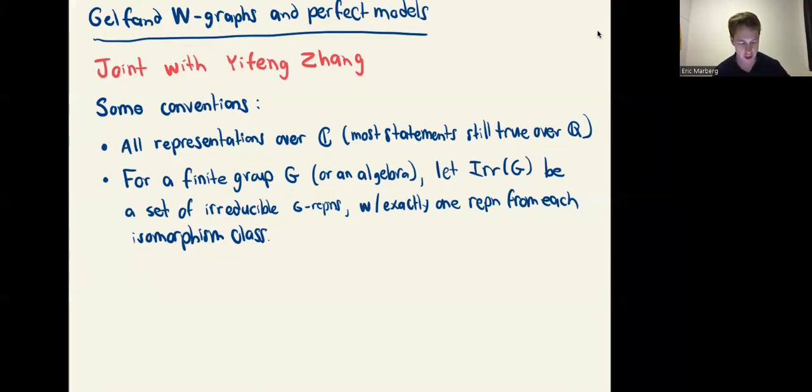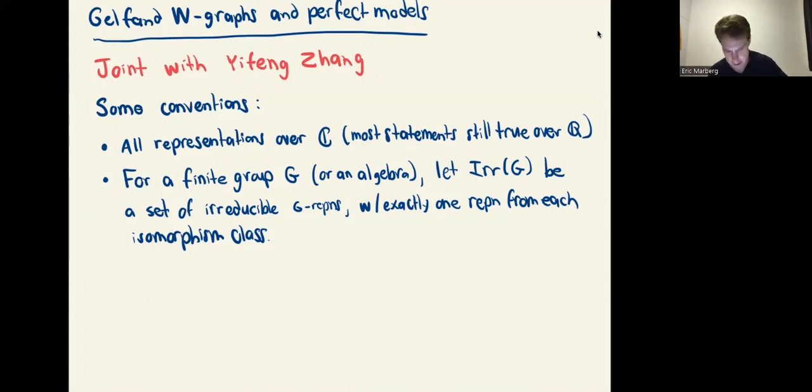And just to start out, a few conventions throughout the talk. Just for simplicity, I'm going to define all representations and all vector spaces and everything just over the complex numbers. Though I think basically most statements will still be true over the rationals or the reals or something like that. But just for simplicity, we'll just stick with C. And then for any finite group, I just want to let IRR of G be some fixed set of irreducible G representations, just with one representation from each isomorphism class, and then make the same definition if we're working with some kind of algebra or anything like that.